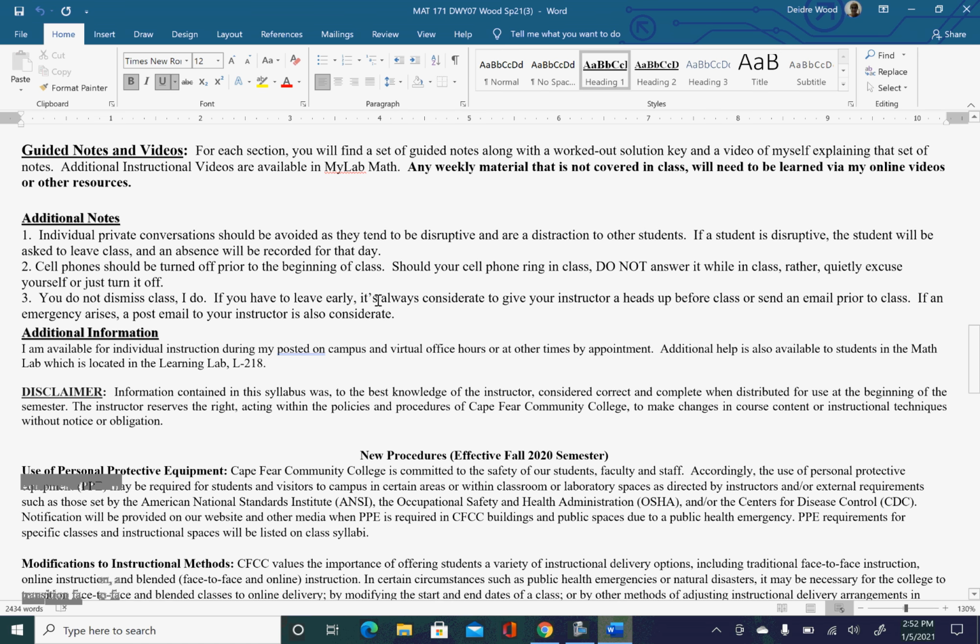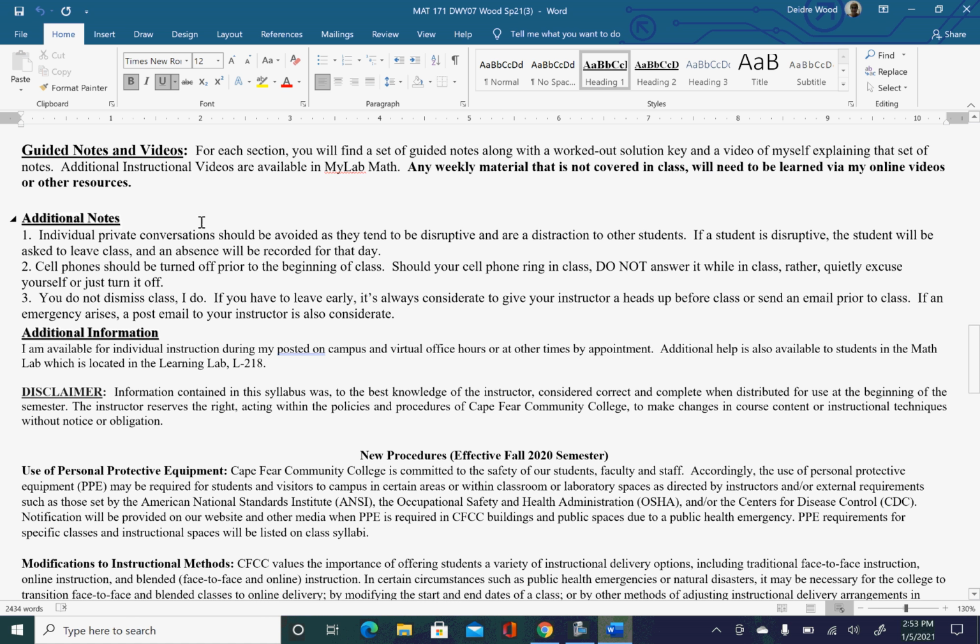For each section, I'm going to be providing you with a blank set of notes that, if you're in class, is what we're going to be filling in together, and hopefully get through as much of that as we can. Anything that I'm not able, though, to cover in class, you'll be learning then via my online videos or other resources, okay?